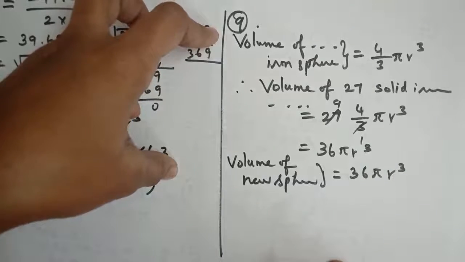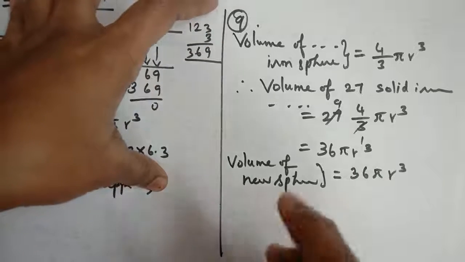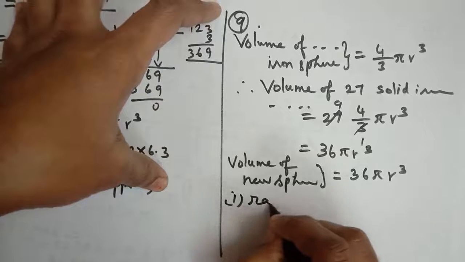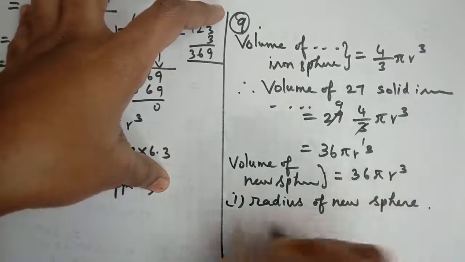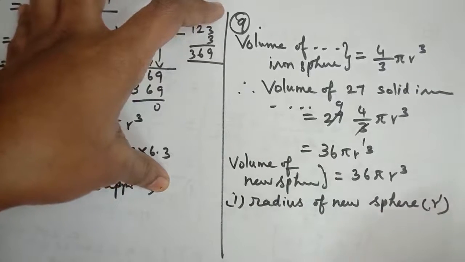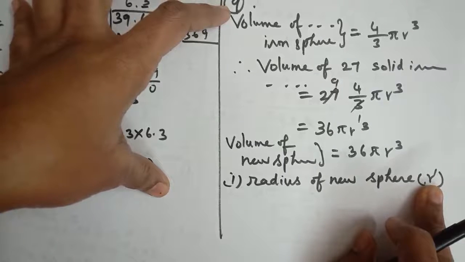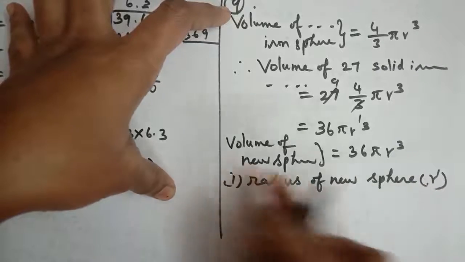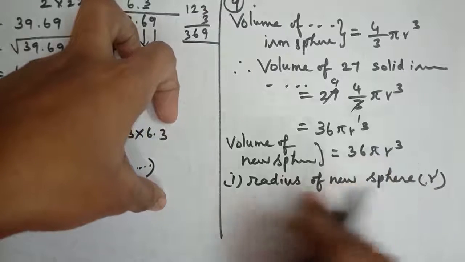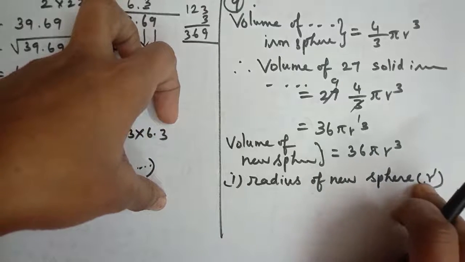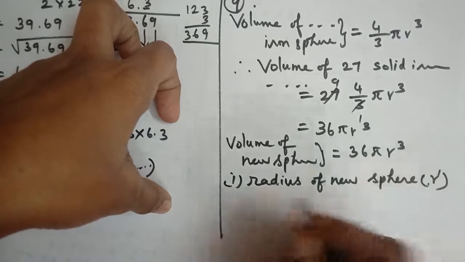Okay, now we have to find the first subdivision, the radius r dash of the new sphere. Students, listen. The radius of the new sphere, take it as r dash. Here we let the radius be r dash. Is it clear? What is the volume of the new sphere? 36 pi r cube. Using this we will get the radius of the new sphere.